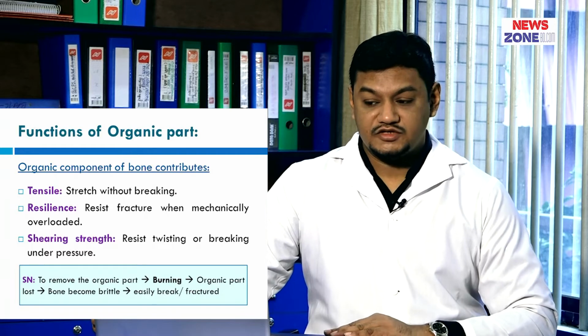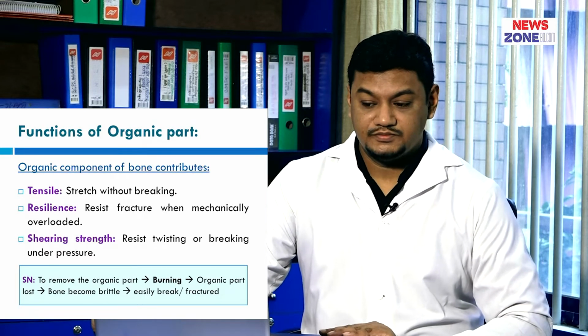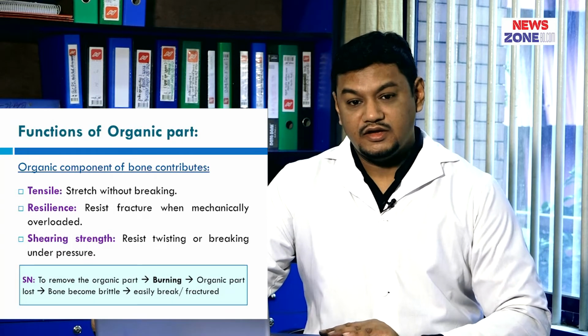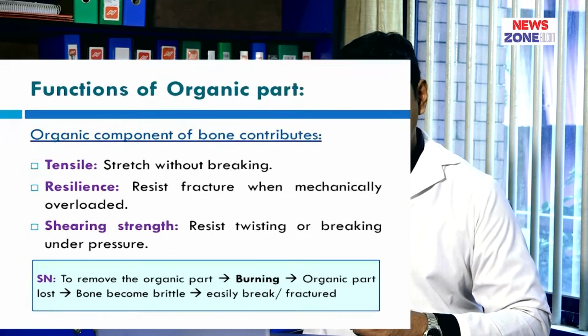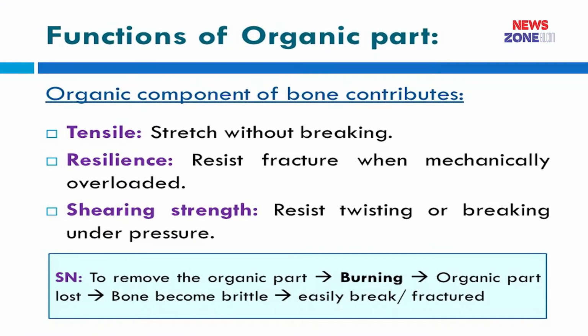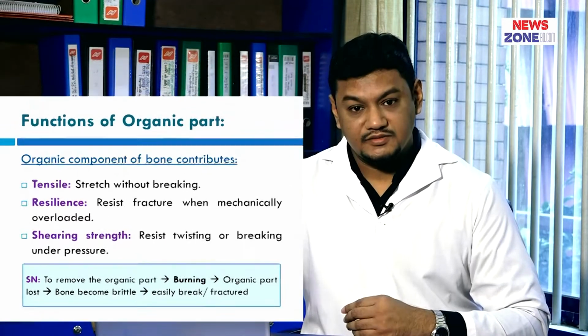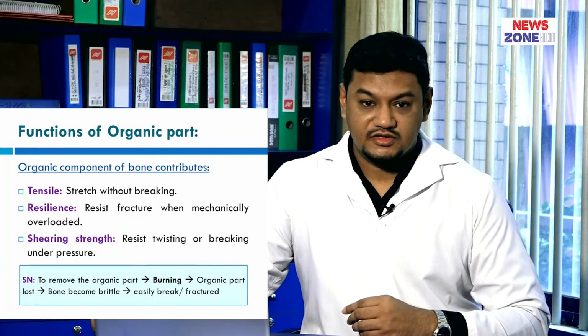Now, what are the functions of the organic part? The organic part is very soft and very delicate kind of structures. As we know that this is actually giving the bones a particular type of properties. For example, it provides tensile strength. What is tensile strength? The bone can stretch without breaking. That is the tensile strength.